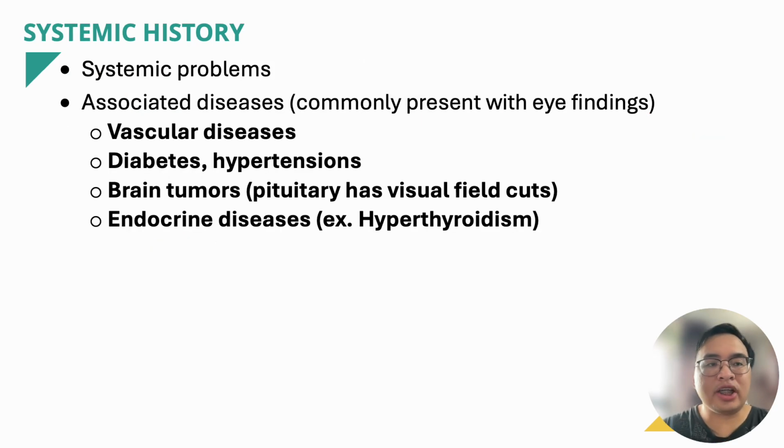To complete your history, you need to ask about other systemic problems because these could also affect vision. So what are the diseases that affect vision as well? These may be vascular diseases, for example, atherosclerotic cardiovascular disease, and related to that, some chronic conditions such as type 2 diabetes mellitus as well as hypertension.